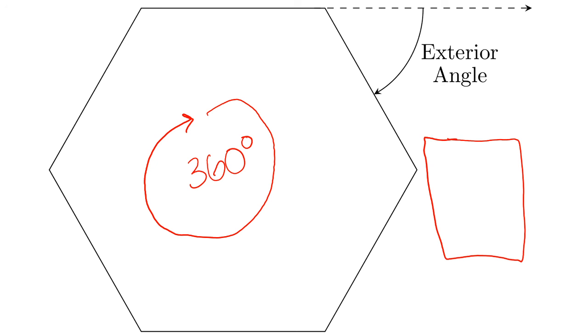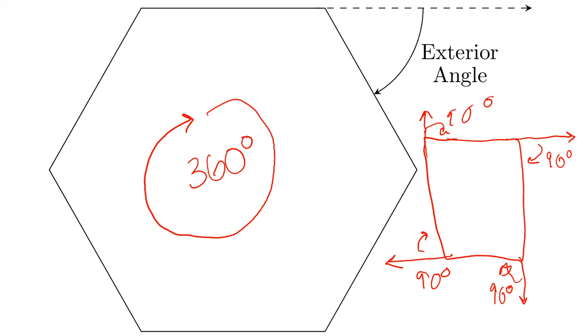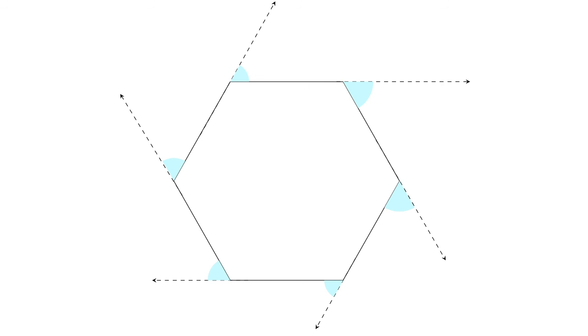If I take a square, and I should have turned 90 degrees here, I should have turned 90 degrees here, I should have turned 90 degrees here, should have turned 90 degrees here, then all of the exterior angles add up to 360 degrees. I'm going to color all of the exterior angles to help show my point. Here they are. They're there in the light blue. So these are all the exterior angles of a regular hexagon.